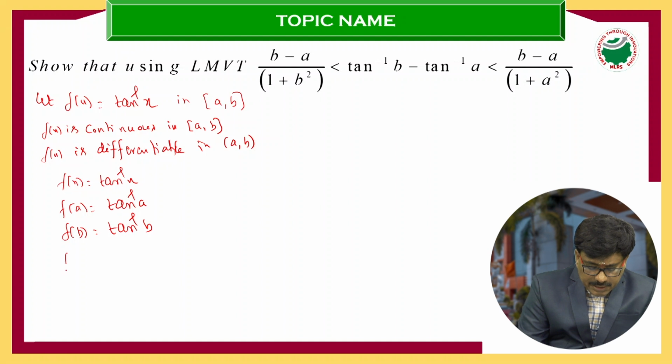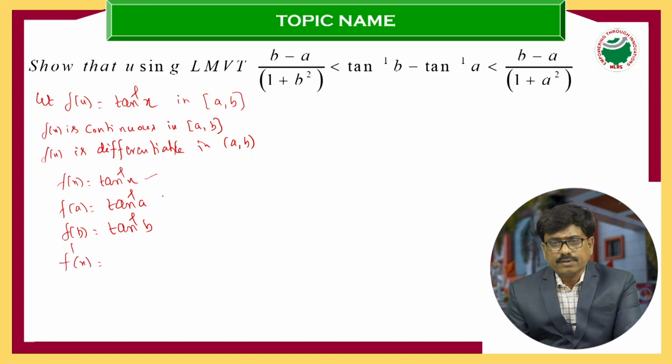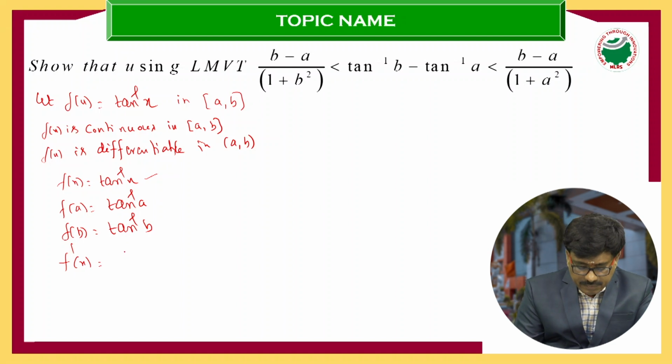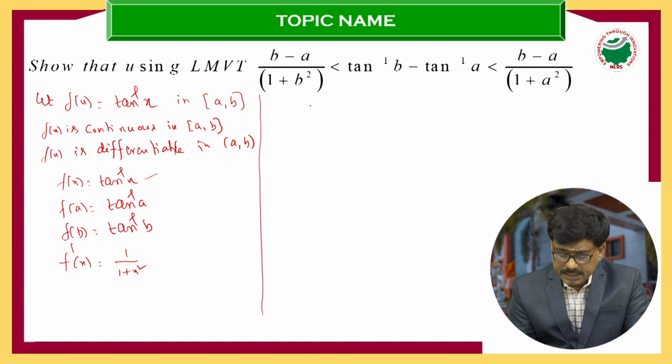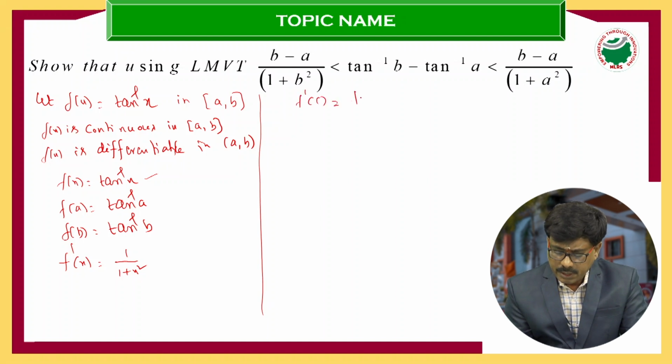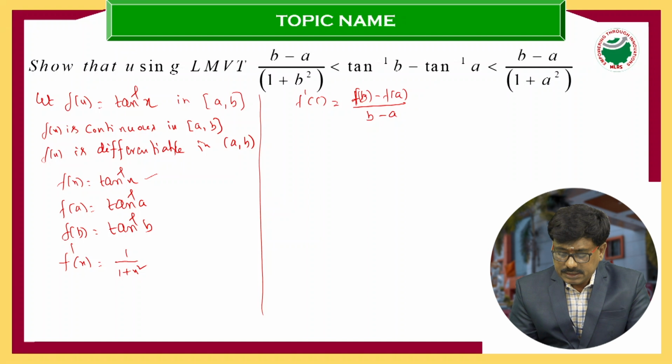And also we need to calculate f dash of x. What is f dash of x? We know the derivative of tan inverse of x is 1 by 1 plus x square. And also Lagrange's mean value theorem gives the condition: f dash of c is equal to f of b minus f of a divided by b minus a. This is the condition about the Lagrange's.